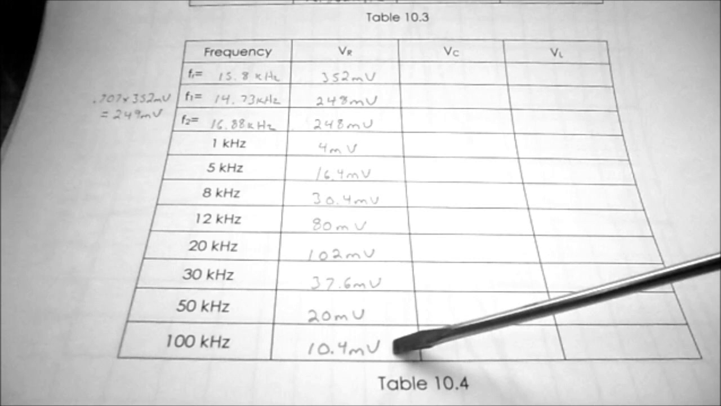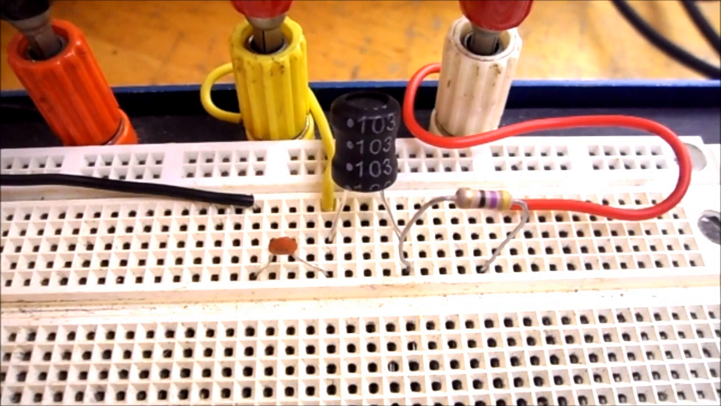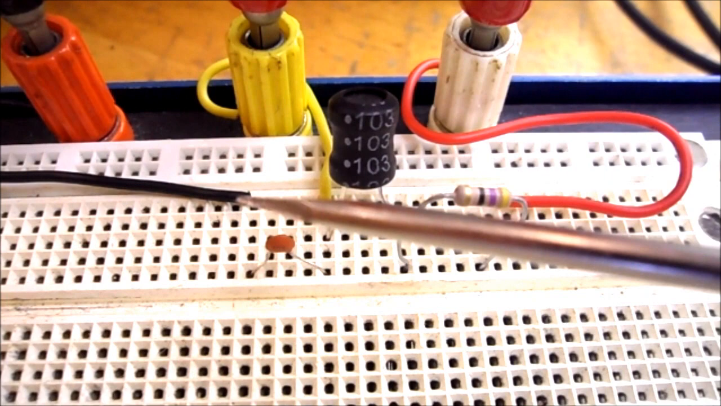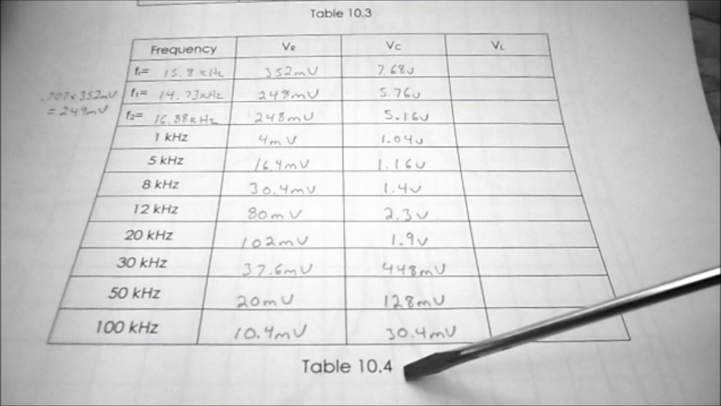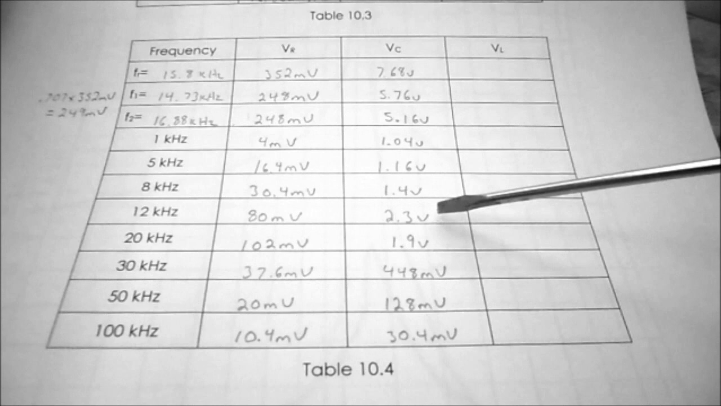Remember to keep adjusting your amplitude on your function generator to make sure that channel 1 does stay at 1 volt peak to peak. Now to fill in my column for VC, I've switched my resistor and my capacitor. So now channel 2 is looking at the voltage across the capacitor with respect to the common of the function generator. So on table 10.4, I've gone ahead and recorded VC at my resonant frequency, F1, F2, 1 kHz, 5 kHz, 8, 12, 20, 30, 50, and 100 kHz.